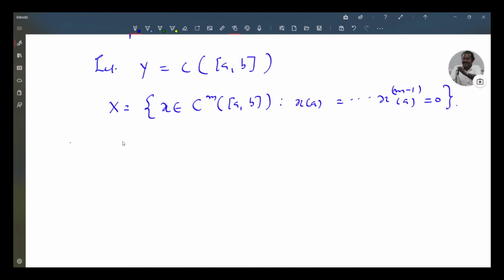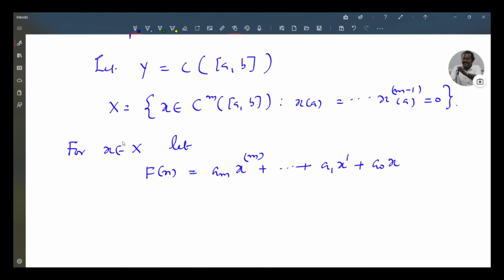For x in X, let f(x) = a_m x^(m) + etc. + a_1 x' + a_0 x. Then f is a function from X to Y which is linear and bijective.